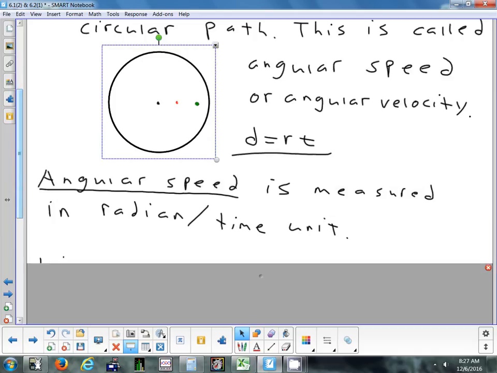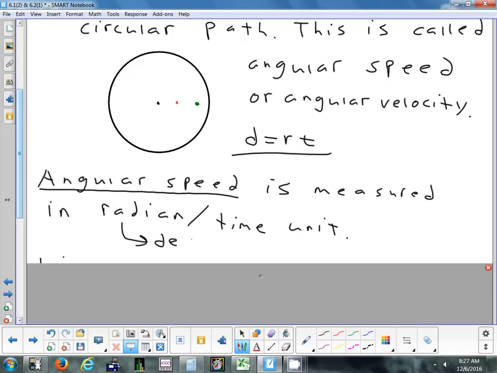Right? So angular speed, you can measure it in either degrees, radians, or revolutions. Those are the three units we use. If the book doesn't specify what unit to use, in this class we'll always use radians. Okay, so that's kind of the default.